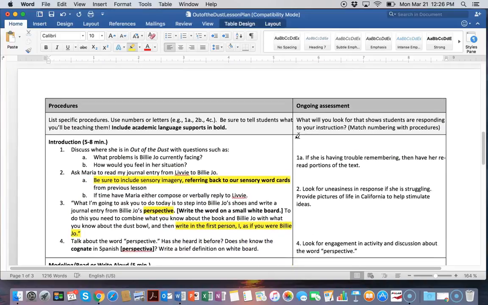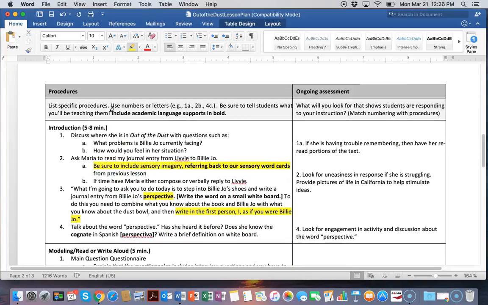Now, down in your procedures, your academic language supports should be in bold throughout your procedures. I've already highlighted some of these for you, but let's take a look at some of the others. When this tutor introduces the word perspective, she doesn't just say the word, she actually writes the word on a small whiteboard so it's visible to the student throughout the lesson.